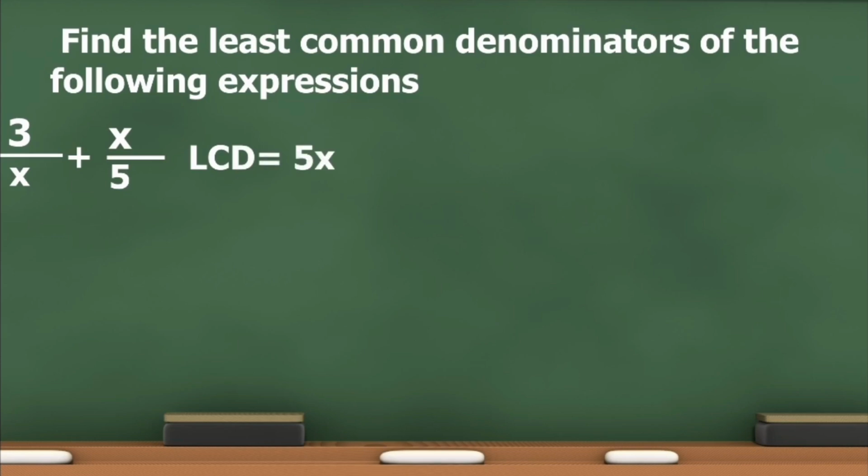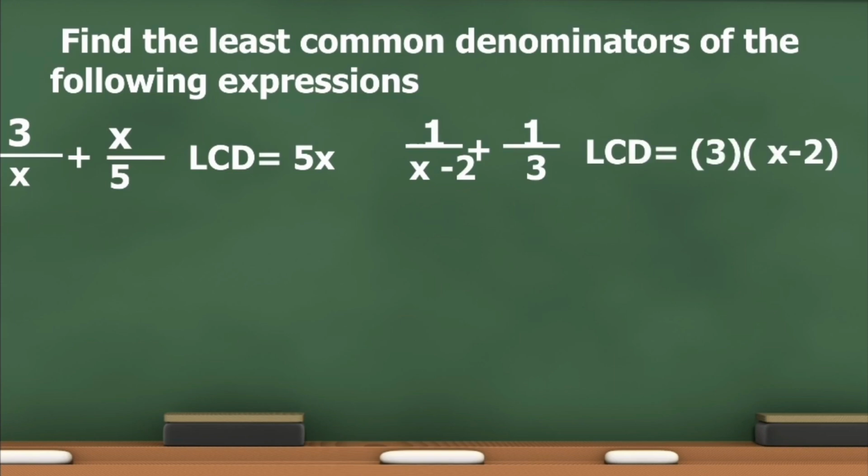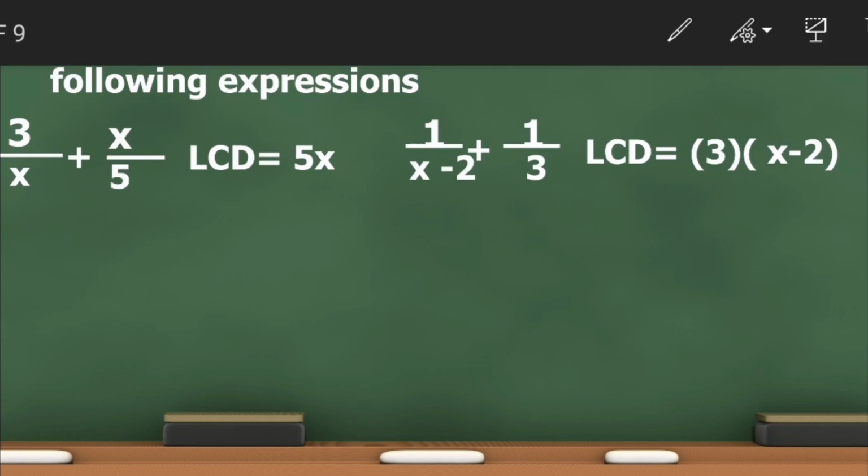Okay, next. So, 1 over x minus 2 plus 1 over 3. So, yung LCD naman nito class is 3 times the quantity of x minus 2. So, actually, pwede namang hindi natin kunin yung mismong product ng ating denominators para mas madali natin masolve or mas-simplify yung given na rational equation. Next.